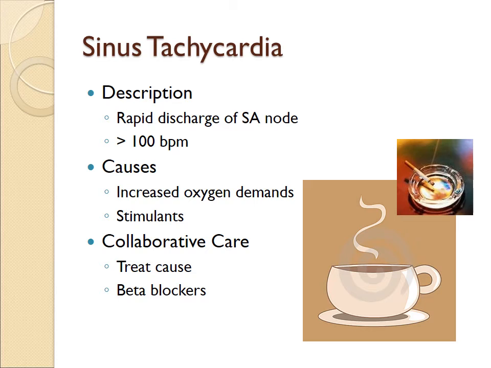Collaborative care: if the patient is symptomatic and not tolerating that faster heart rate, we need to first look at treating the underlying cause. If it was dehydration, we'd want to solve that with fluids. If it was anxiety, we might give them an anti-anxiety medicine. We might also consider medications that can slow down the heart, beta blockers being one of the predominant ones that we like to give to slow the heart rate.